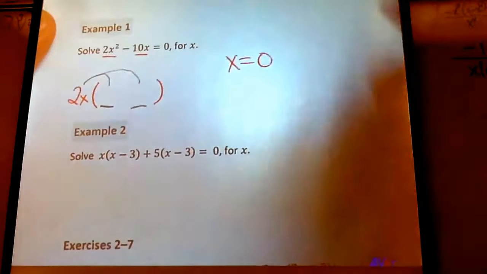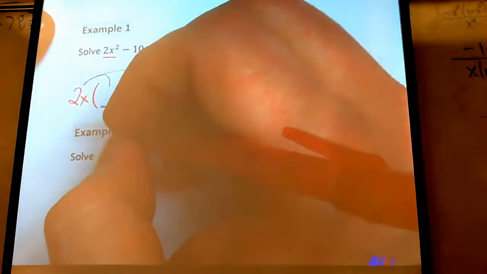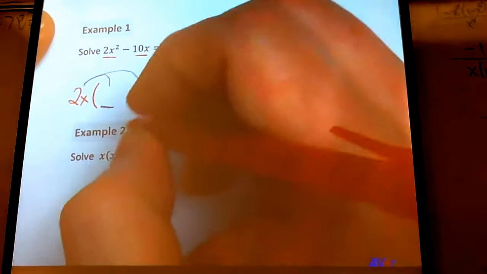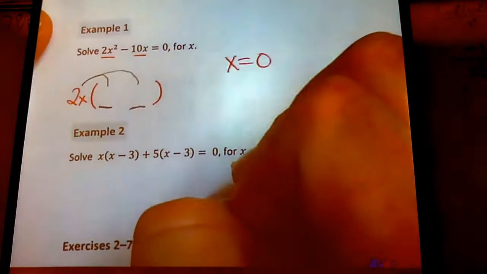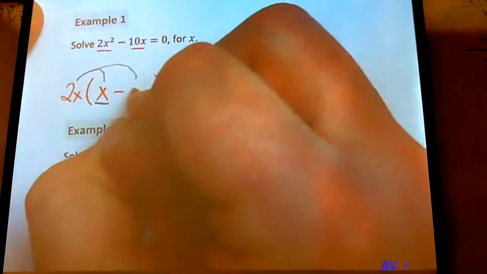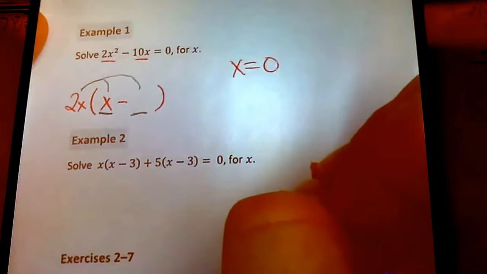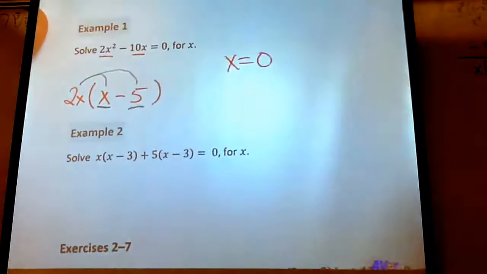Also, it would be 1x squared. So it's just like the reverse of the distributive property. 2x times what gives you 2x squared? 1x, right? 2x times x is 2x squared. Should this have a plus or a minus in the middle? Minus. 2x times what will give you 10x? 5. She's good.